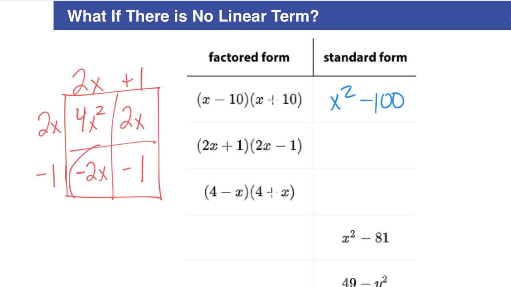When I've multiplied out the second one and we go to combine like terms, we notice that 2x minus 2x is going to be 0x. So I'm left with just 4x squared minus 1. Again, no linear term there in the middle.